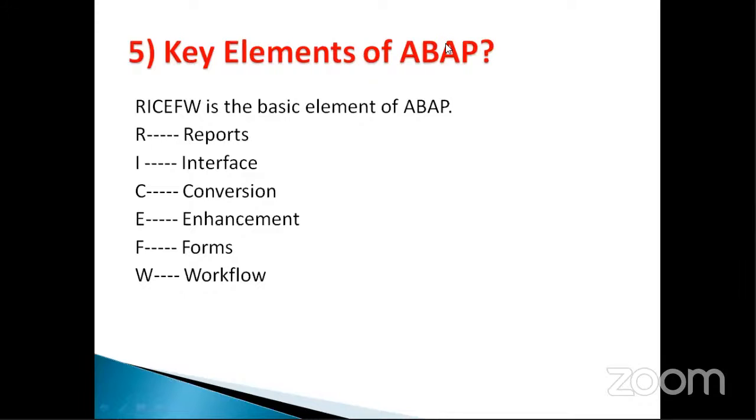Generally, when people ask you what ABAP is, we term it RICEFW. It covers all of ABAP. R stands for reports, I for interface, C for conversion, E for enhancement, F for forms, and W for workflow. So this whole package is called ABAP. Generally, everything is covered in these six key elements.